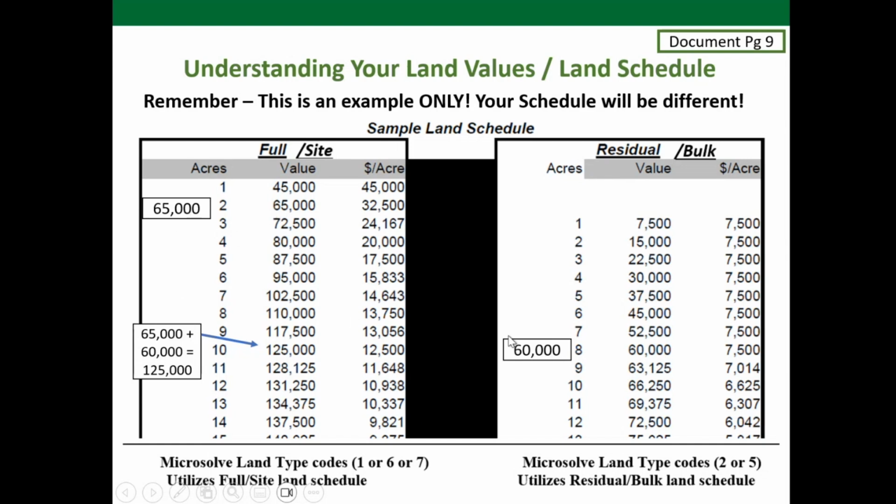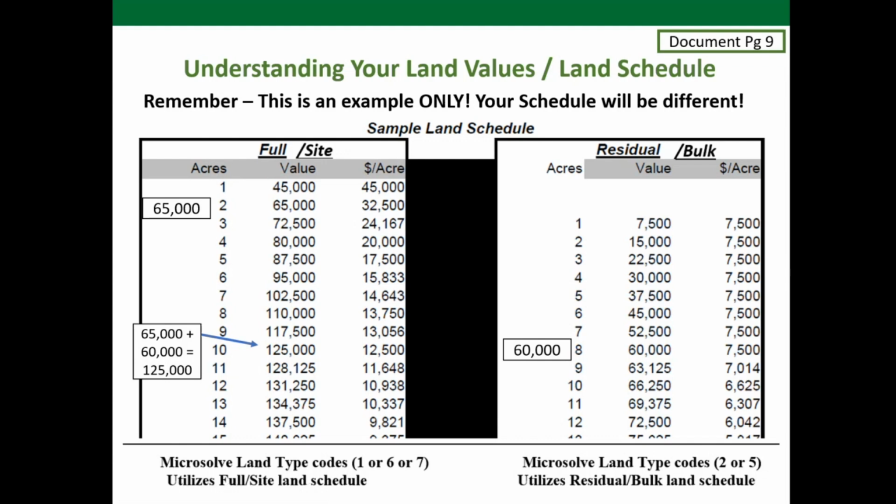And on the right-hand side of your screen, you'll see the residual bulk. So we're doing this to illustrate that if they're the same grade, you're going to get the same answer. So if we have 2 acres at 65,000 on the left-hand schedule and 60,000 for the additional 8 acres on the right-hand schedule, if you add them together, your result is 125, which is identical to the result of just having the parcel valued as one land line.